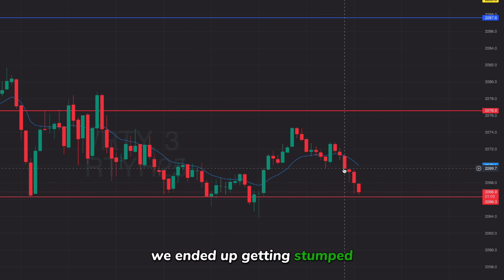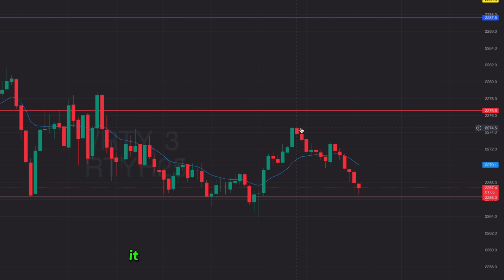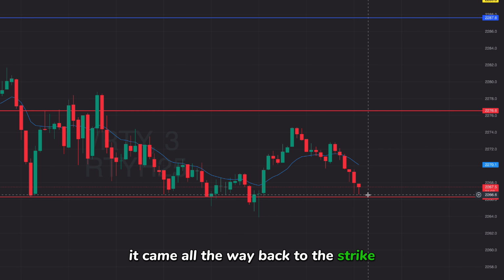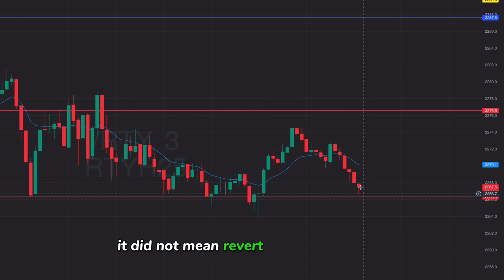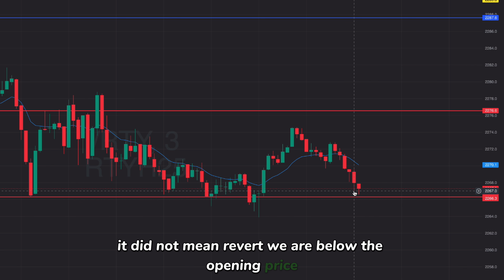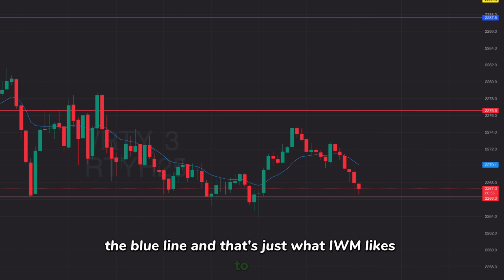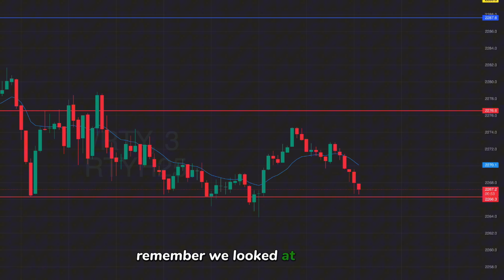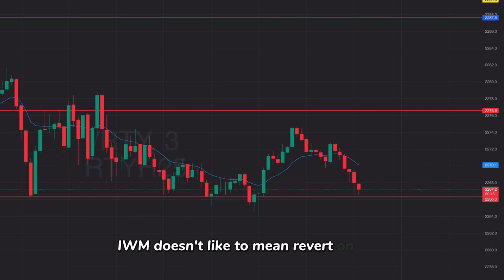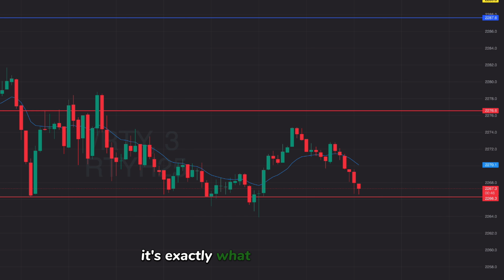We ended up getting stopped out of the remaining position right here because what happened? It came all the way back to the strike. It did not mean revert. We are below the opening price, the blue line, and that's just what IWM likes to do. Remember, we looked at daily stats. It told us, hey, IWM doesn't like to mean revert on this kind of volume. It's exactly what happened so far.